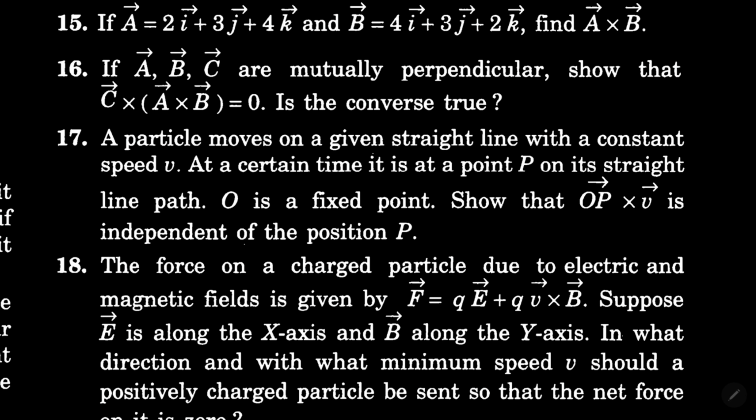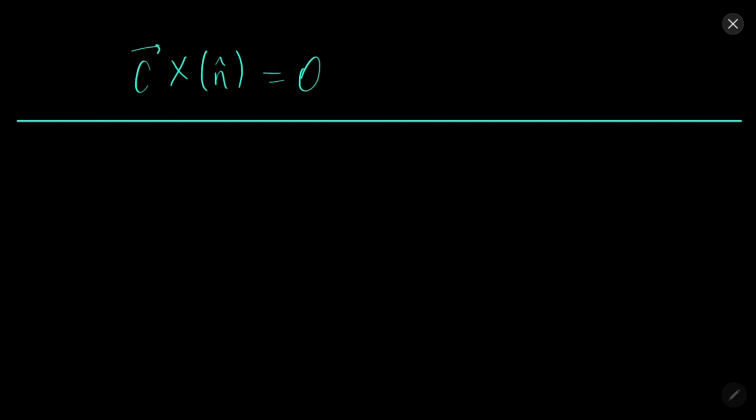In question 17, there is a particle which moves on a straight line with some speed v, and after a certain time it is at point P on the straight line path. O is a fixed point. We need to show OP cross V is independent of position P. So this is answer 17. First of all, we have a, b and c, they all are perpendicular to each other.